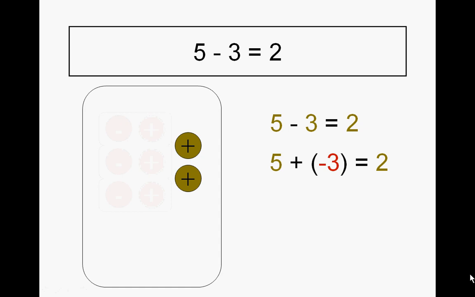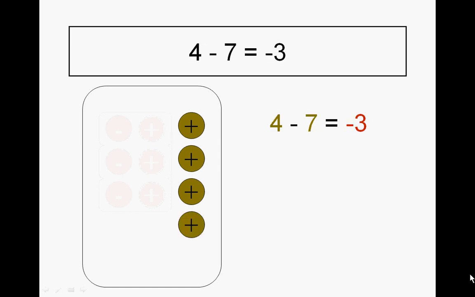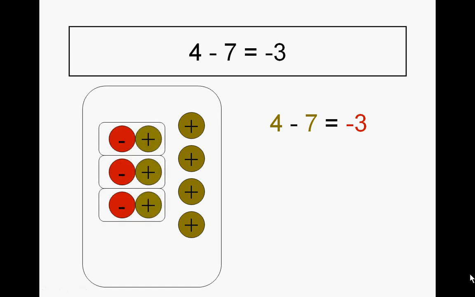Alright, what about something like 4 minus 7 equals a negative 3? I know I've mentioned several times that you can't take a larger number from a smaller number, and that is indicated here. I don't have 7 positive counters to take away from 4. So we're going to use our 0 pairs again. We're only going to add as many 0 pairs as it takes to be able to take 7 positives away. In that case, we add 3 0 pairs. Now we have 7 positive counters that we can take away, and when we take those away, we're left with 3 negatives.